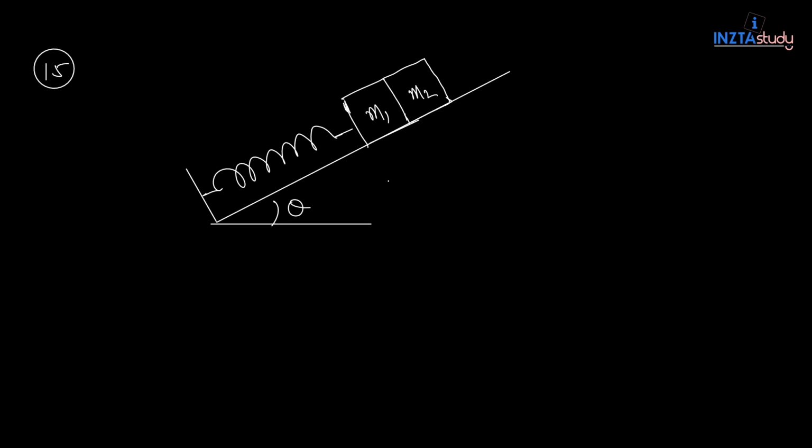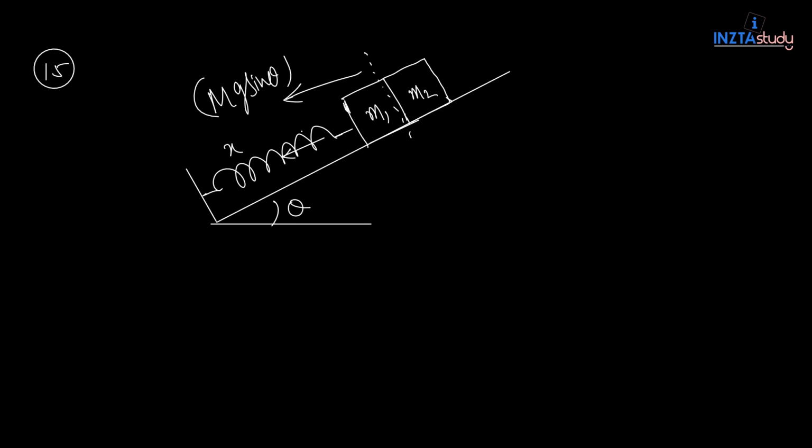Now we have to find the compression of the spring in the equilibrium position. Suppose this is the equilibrium position. This surface is frictionless, so considering both masses together, they will have a net force of mg sine theta in this direction, and they will compress this spring to some extent.